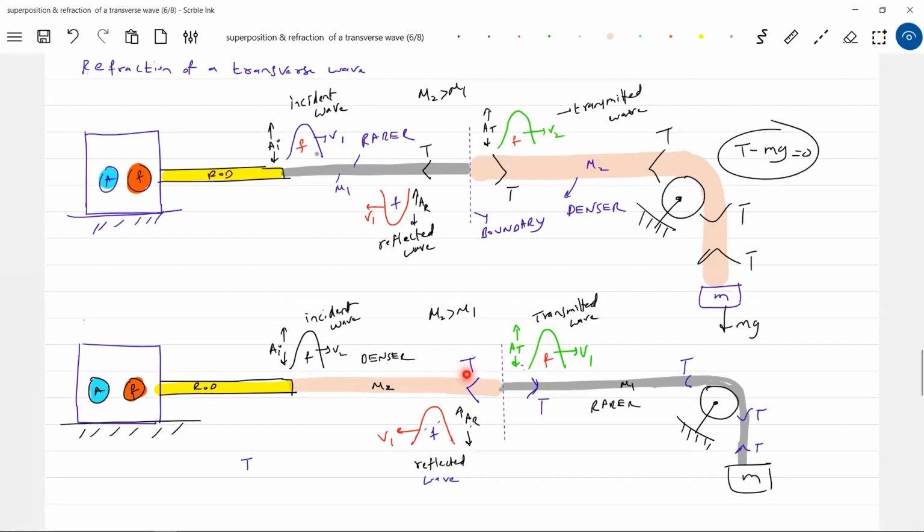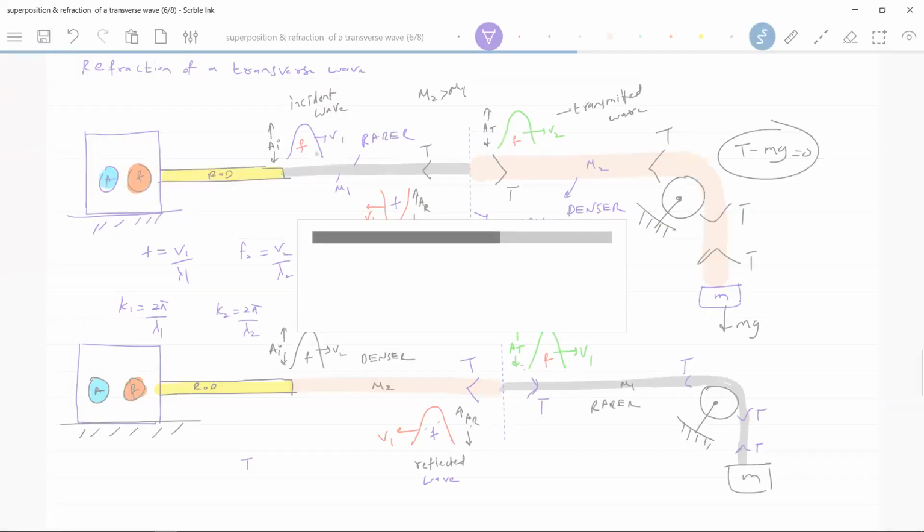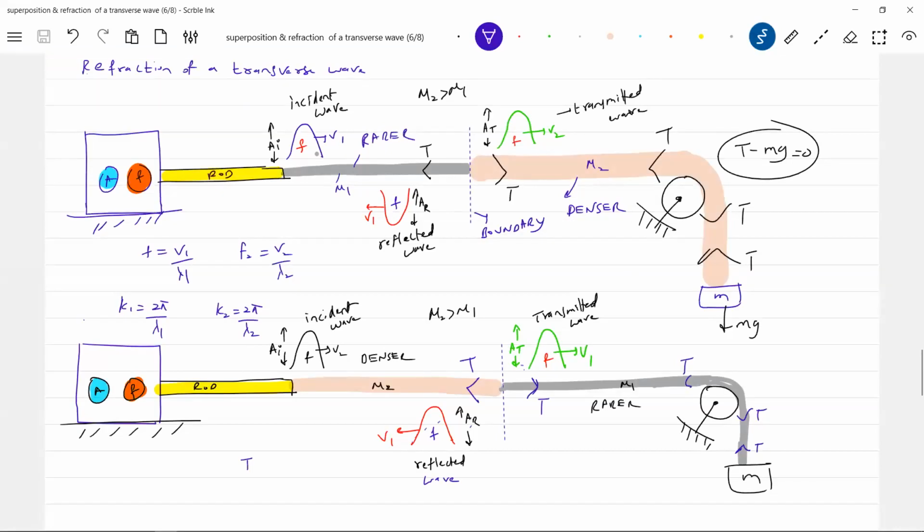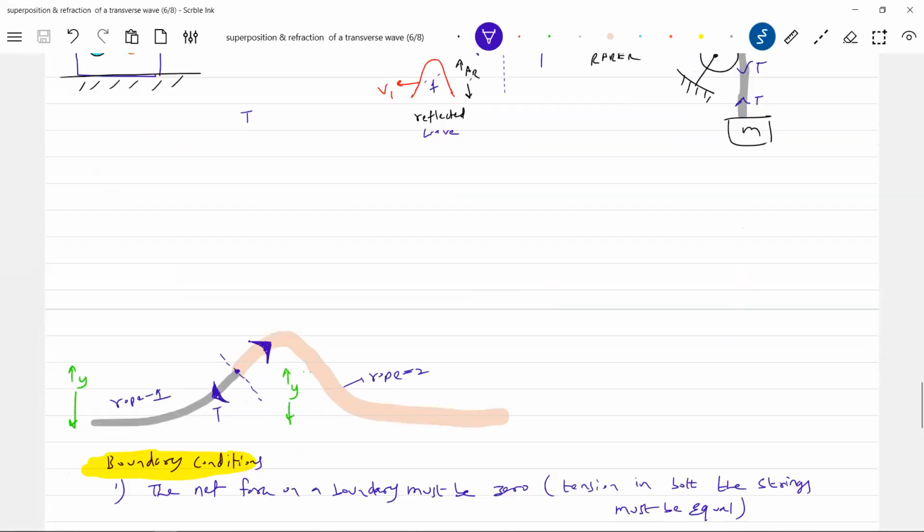As the wave moves from one medium to another medium, what will happen to speed? Speed changes, frequency remains the same. Then wavelength should change, no? We do write like this: f equal to V1 by lambda 1. Okay, agreed. Try to see this: 2 pi by lambda 1, 2 pi by lambda 2. So K1, K2 is what? I should bring it here.